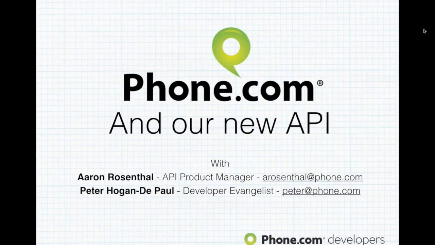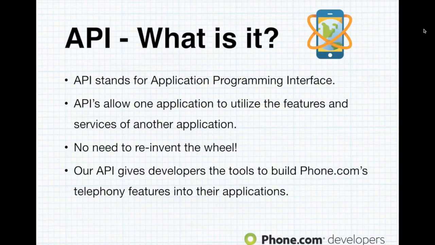So this is a relatively non-technical perspective about what you can do with our API. I wanted to go over some basics about what an API actually is. This is something that is used predominantly by developers. API stands for Application Programming Interface, and probably the most basic way that I can explain it is that an API allows one application to utilize the features and services of another application.